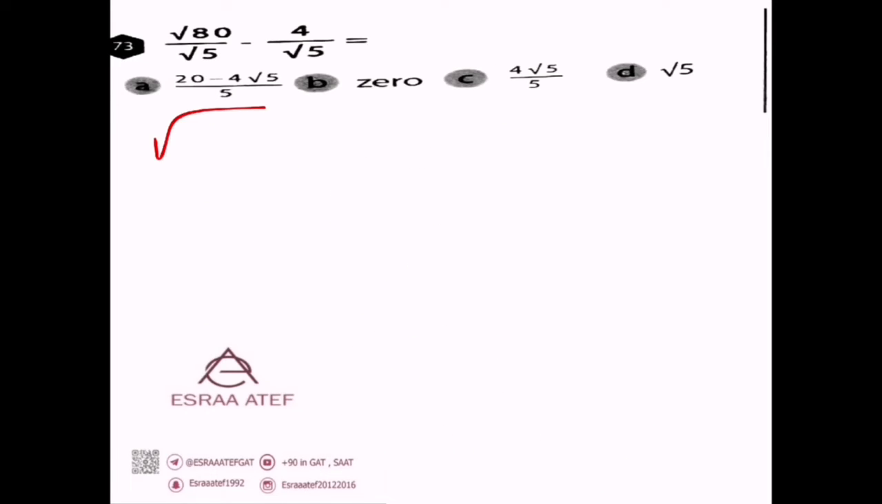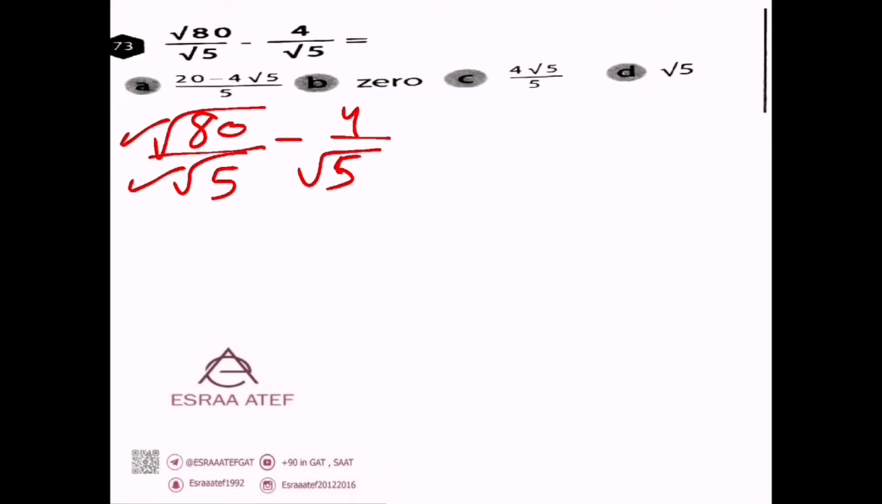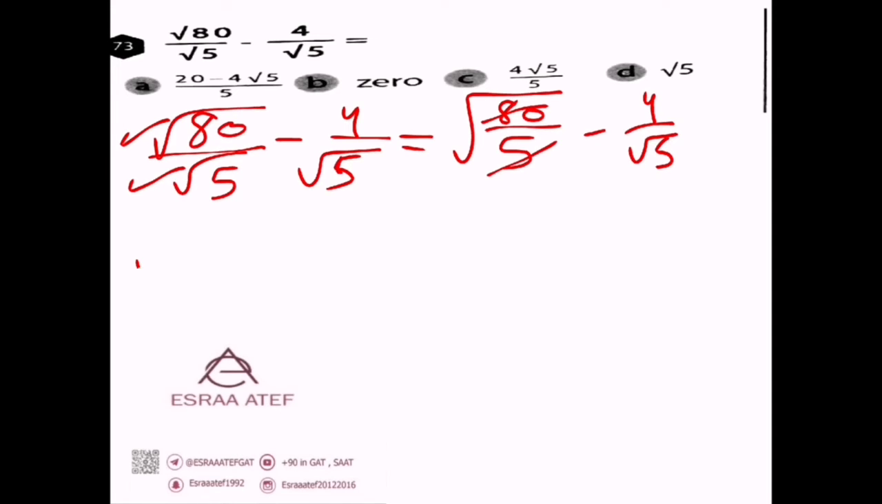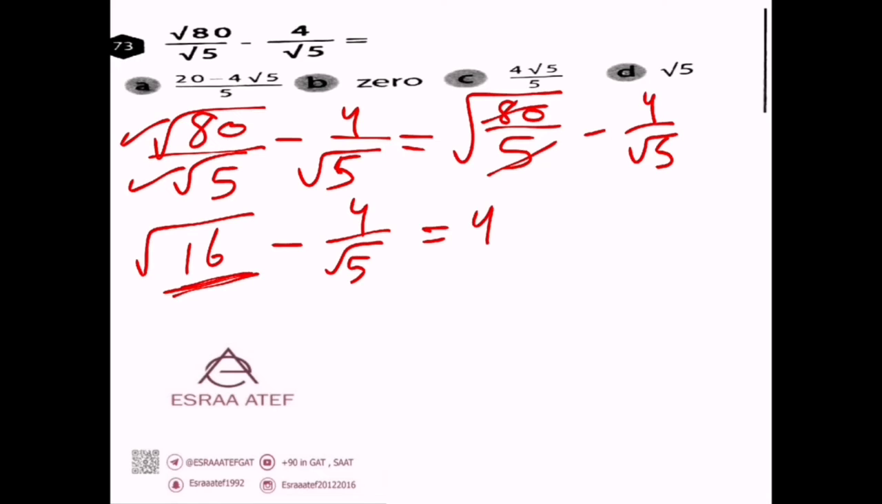Next one, here we have square root of 80 over square root of 5 minus 4 over square root of 5. Here there's one squaring and here it's a square root, so we can make it all as 80 over 5 because both of them have the square root. 80 over 5 will be 16, so 16 minus 4 over square root of 5. The square root of 16 will be 4. So 4 minus 4 over square root of 5.